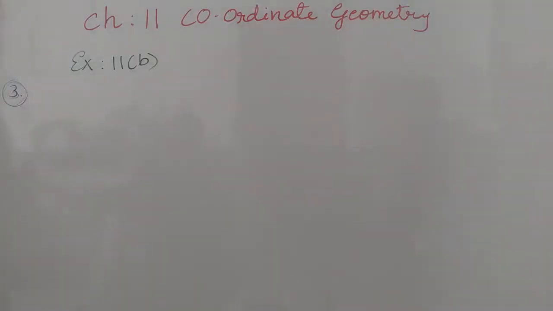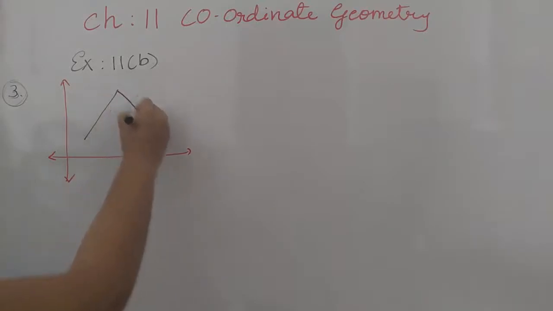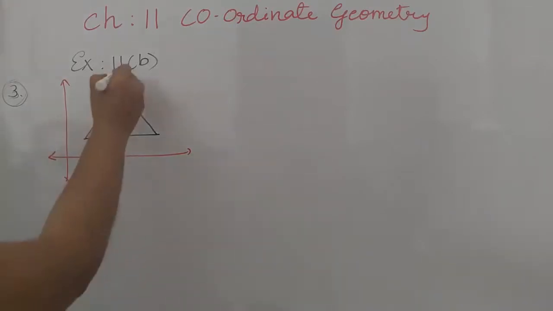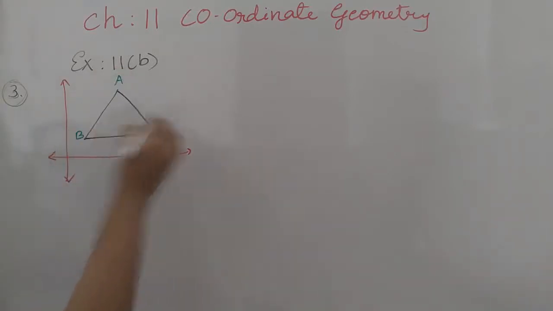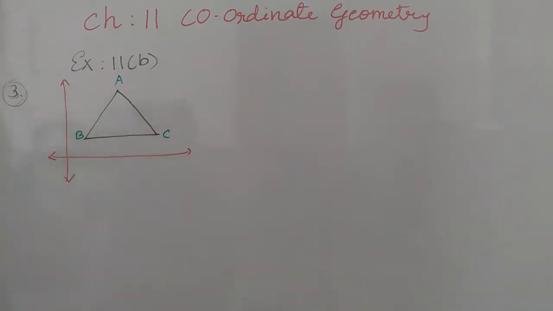Exercise 11b, question number 3. Here the question is, the side BC of an equilateral triangle ABC is parallel to x-axis. It means you are given in the question like this, a triangle ABC, which is an equilateral triangle and it is parallel to x-axis. What are the slopes of its sides? Means if this is triangle ABC, we want to find the slopes of AB, BC and AC, three sides.